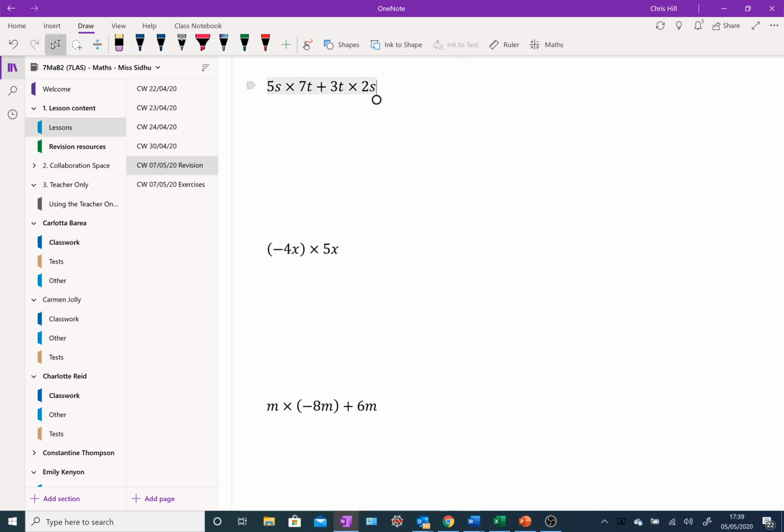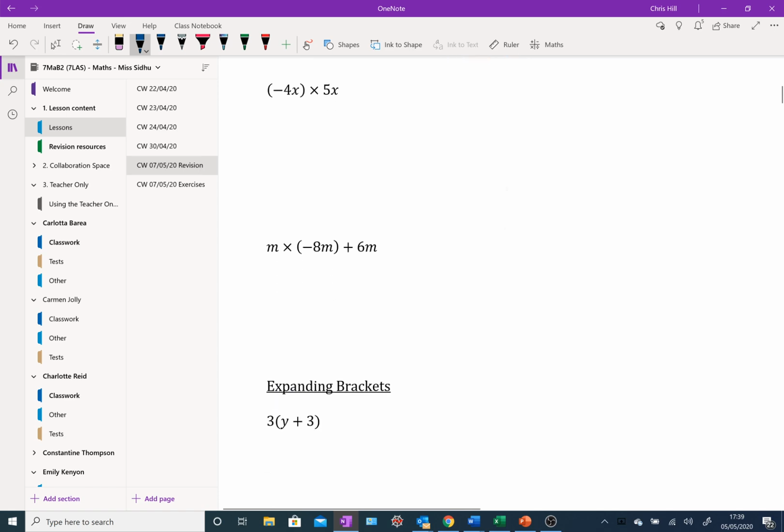Next one. We've got to be careful here because we've got a plus in the middle of it, so we do the multiplication separately. So we've got 5s times 7t, that is going to be 35st, plus 6ts. Now a little bit of a trick, we've changed the order, but it doesn't matter because numbers we can multiply in any order. So that would become 35st, leaving that one the same, plus 6st. So that would simplify to 41st.